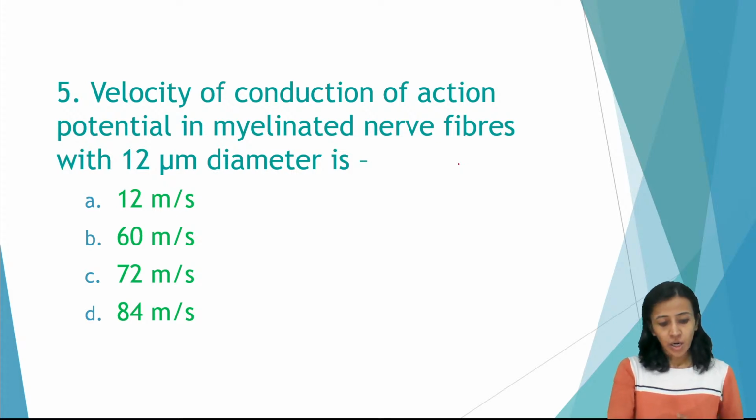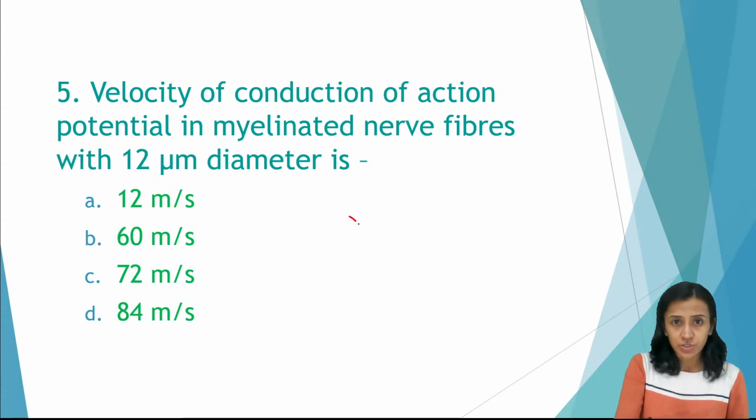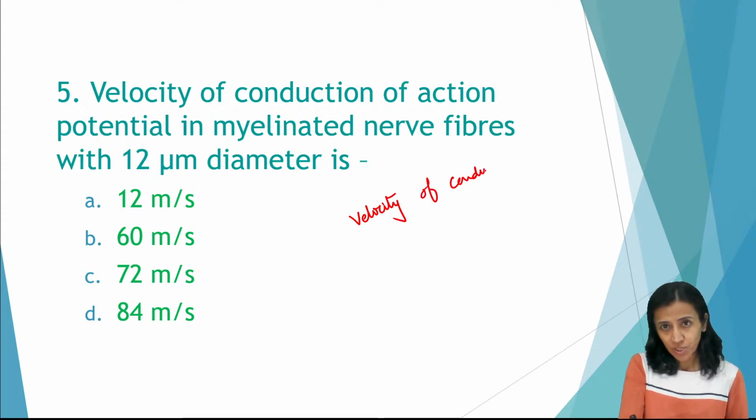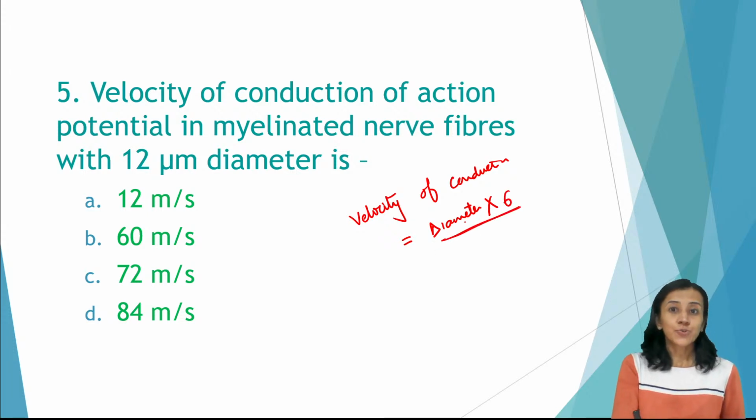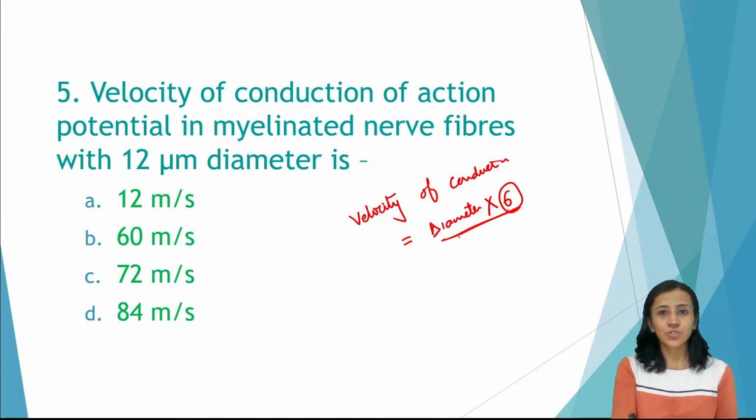If we want to calculate conduction velocity, velocity of conduction is equal to diameter multiplied by 6. This is a formula you have to remember. In the Erlanger-Gasser classification also you can easily find the conduction velocity if you have the diameter. So this is the formula for calculation of velocity of conduction.